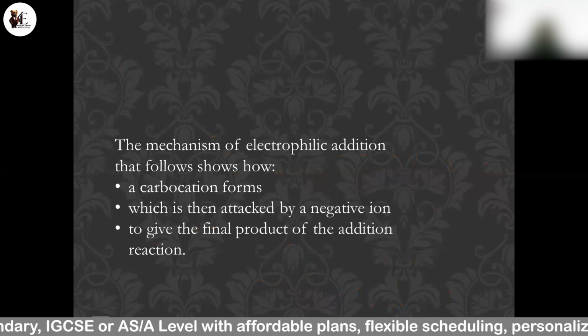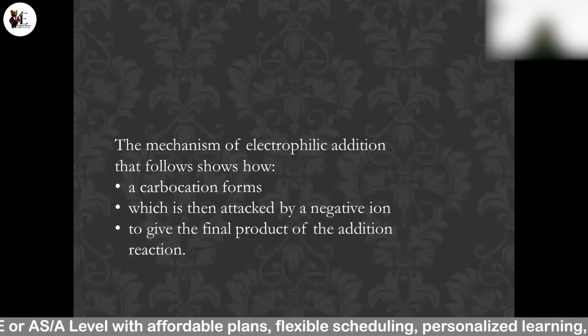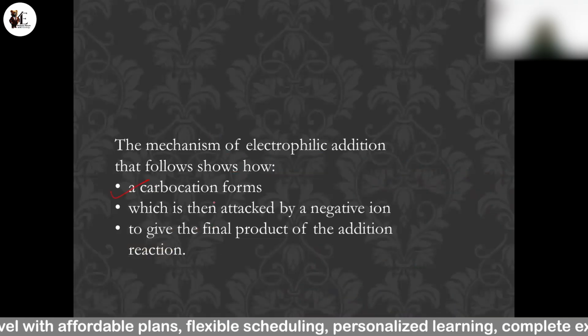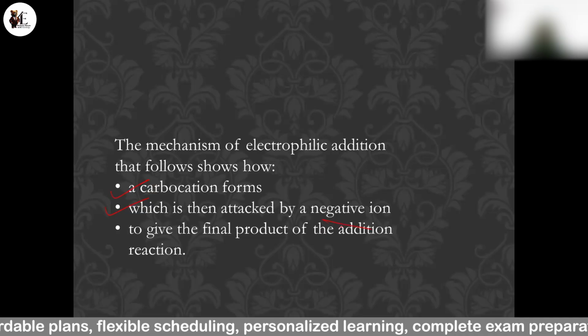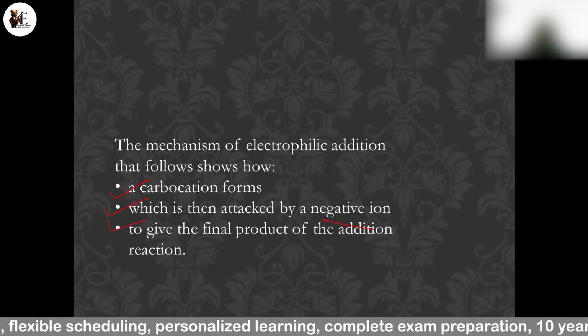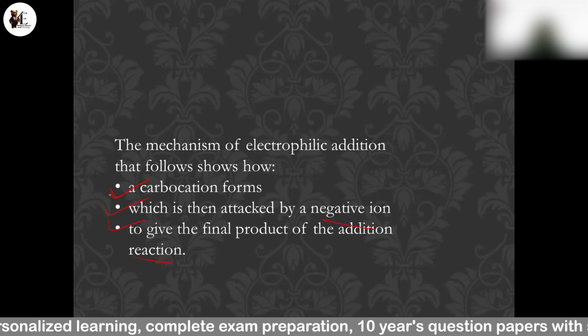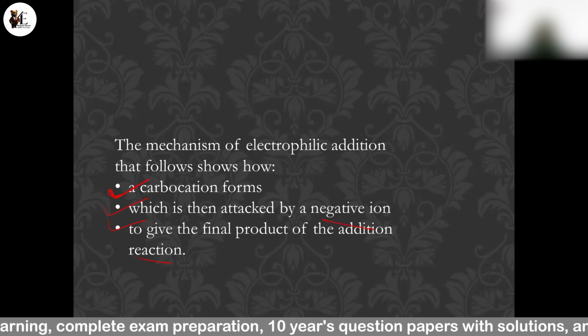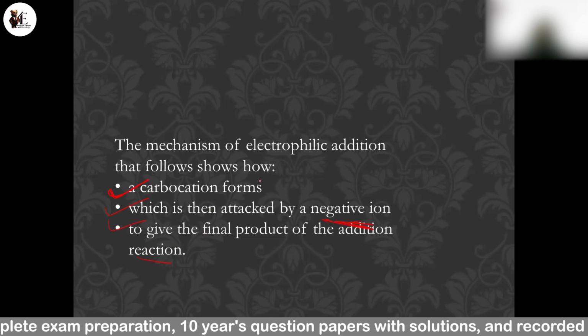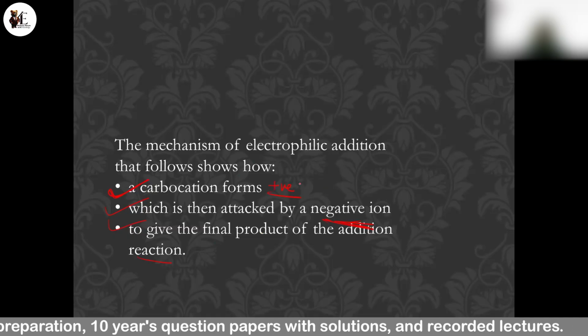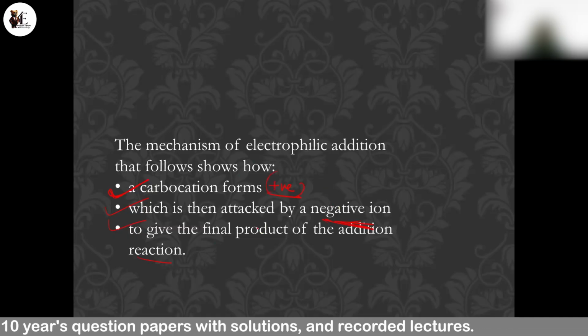So what is the mechanism, the electrophilic addition, which follows this? First of all, carbocation formation occurs, which is then attacked by a negative ion, and the final step is the final product of the addition reaction. So first there is the formation of carbocation. Then it is attacked by a negative ion because the carbocation is positive, and that's why it attaches to a negative ion. And then we have the final product of the addition reaction.